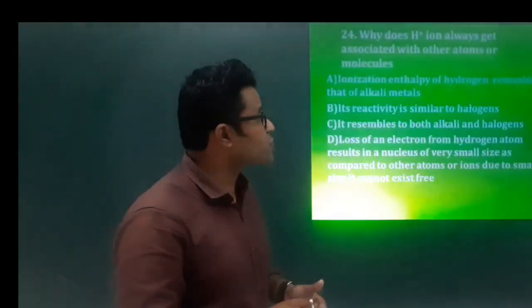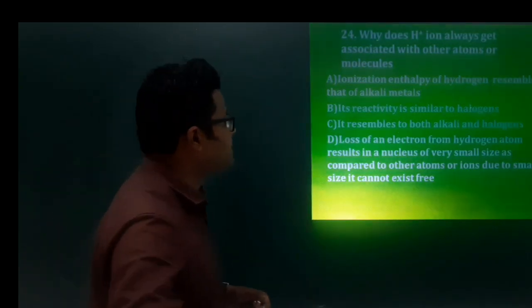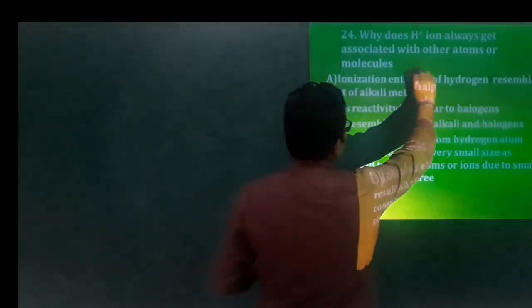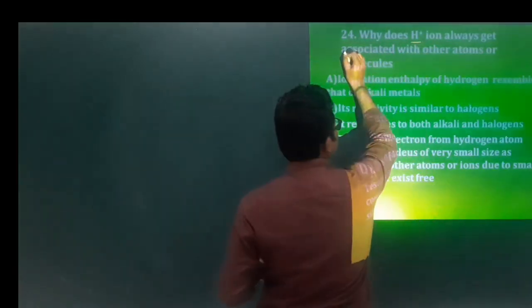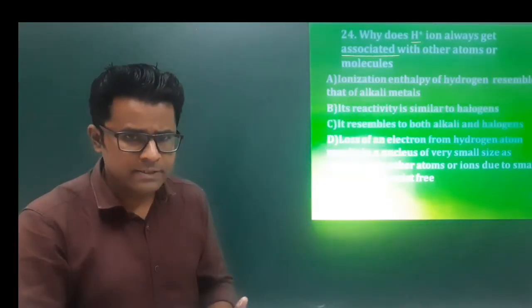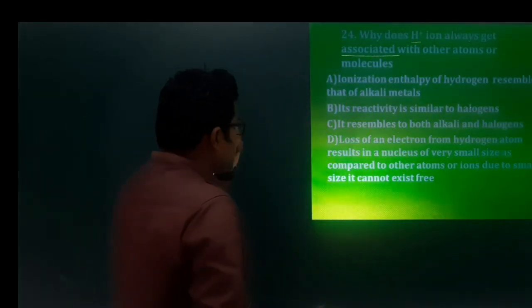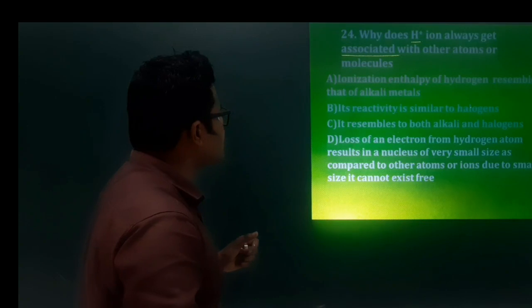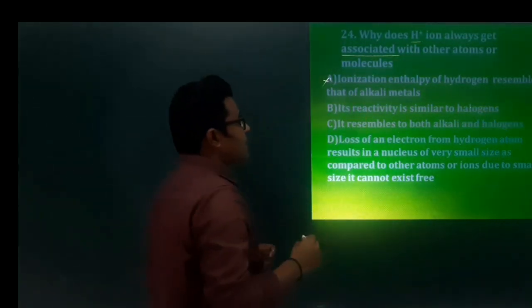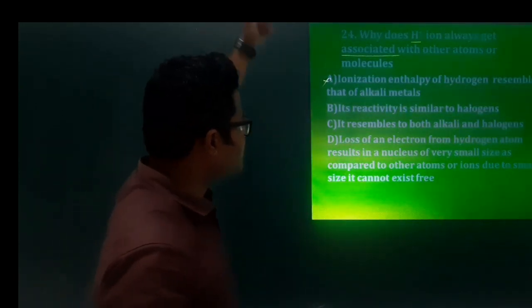Coming to the next question, question number 24. Why does the H plus ion always get associated with other atoms or molecules? They are asking why H plus easily joins with other complexes. Option A is ionization enthalpy of hydrogen resembles that of alkali metals. It has nothing to do with it. No, it is not the perfect answer for this question.